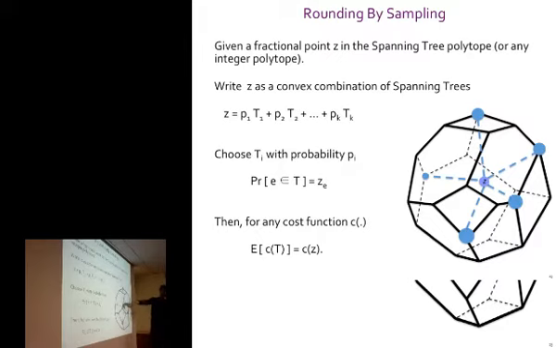Now, it turns out that the probability of choosing each edge e is still equal to its value z_e. So for any linear function, any cost function, the expected cost of the sampled tree would be equal to the cost of z. In particular, if I sample a tree like this, the expected cost of the tree would be equal to the cost of the LP.